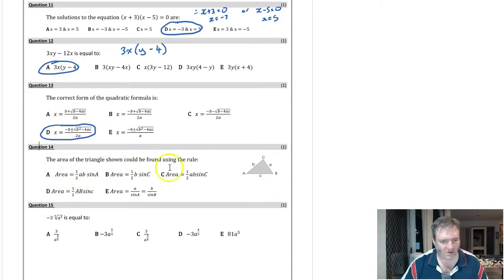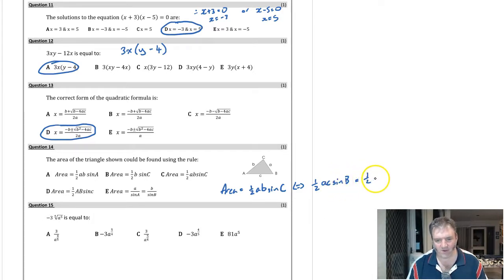Next one done. 14. The area of a triangle could be found using the rule half AB sine C. What is it that we need? You guys probably just remember the rule. The area is, of course, 1/2 AB sine C. So two sides and the angle in between. Remember, that could be written in a few different ways, couldn't it? As long as I've got two sides and the angle in between. So I could have a half AC sine B, or even 1/2 BC sine A. In this case, we've got a half AB sine C there. Just check it. AB sine C. Yep, that would work perfectly, wouldn't it?